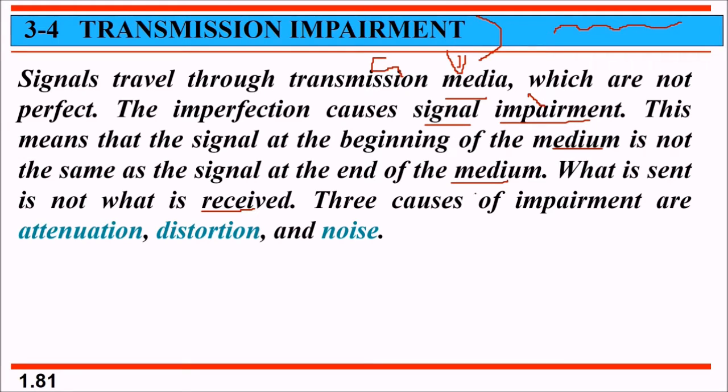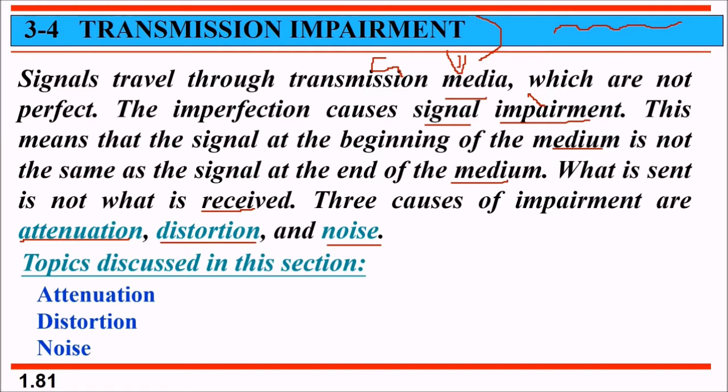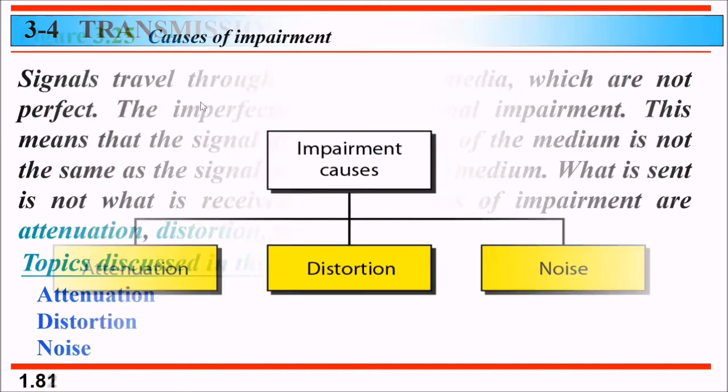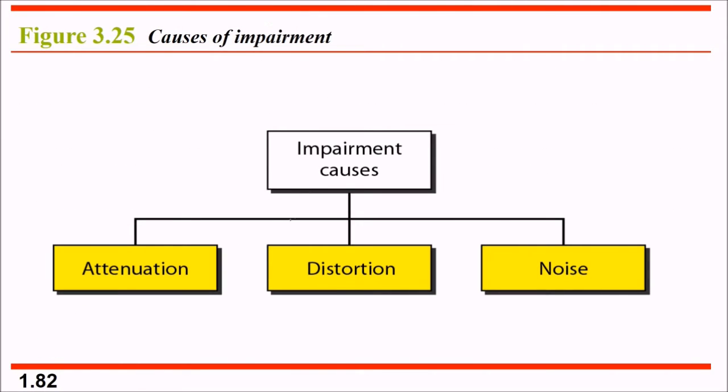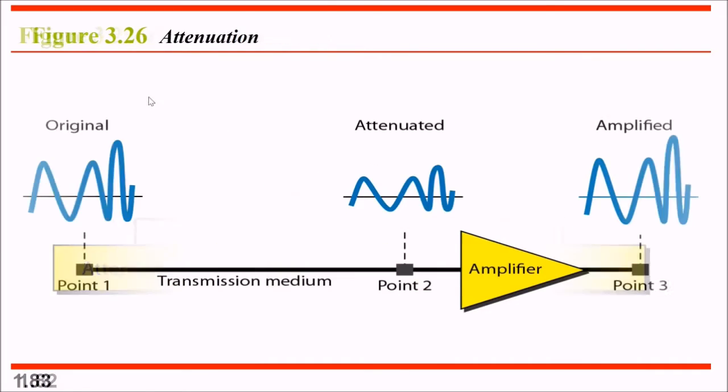There are various causes of impairments, and the most important are attenuation, distortion, or noise. So we'll see about attenuation, distortion, and noise. These are the causes of the impairment: attenuation, distortion, and noise. You have to remember these three.